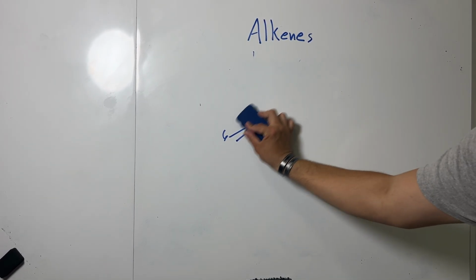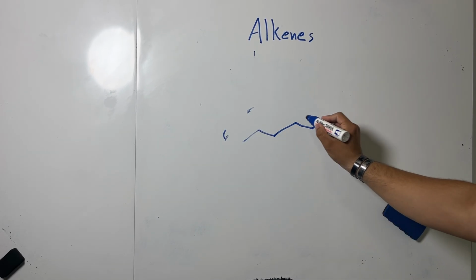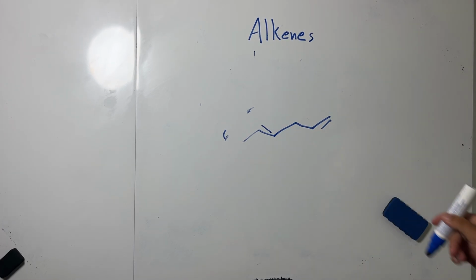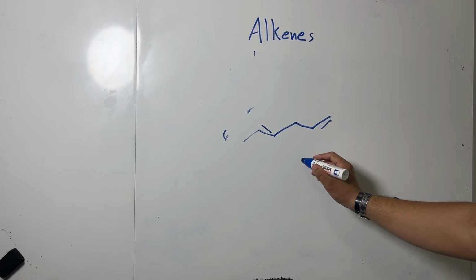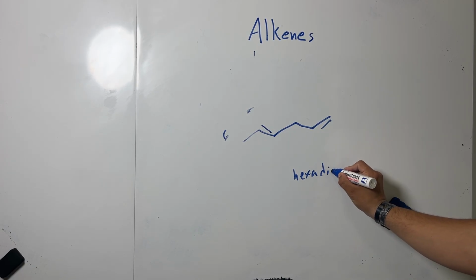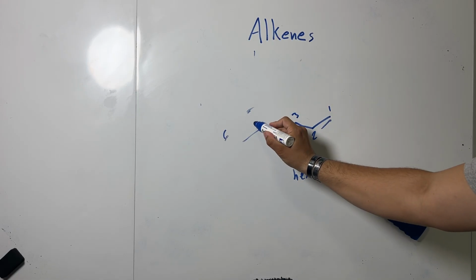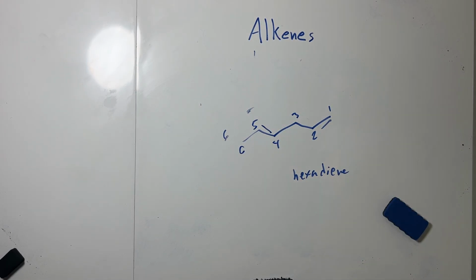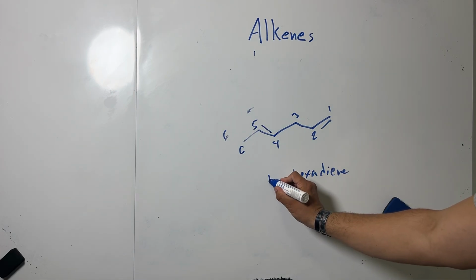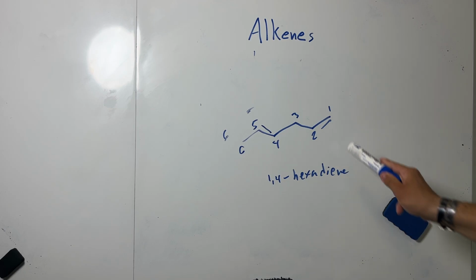And say we again just keep using our hexene example. 1, 2, 3, 4, 5, 6. Say we have this. This one's a little tougher. So hexadiene 1, 2, 3, 4, 5, and 6. This would be 1, 4 hexadiene.